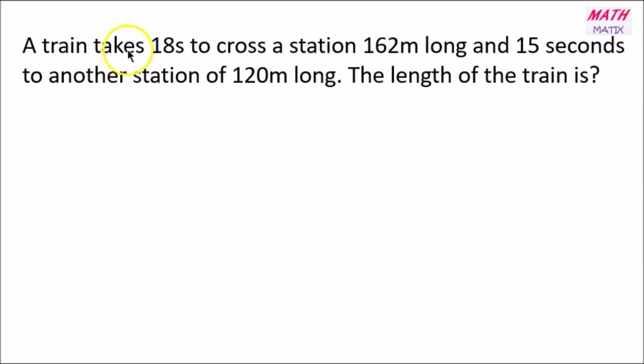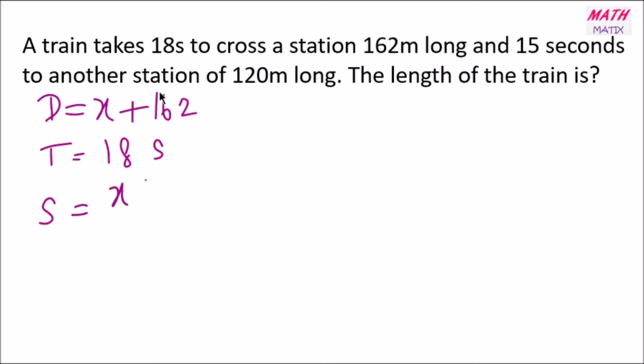Let's see the same kind of problem. A train takes 18 seconds to cross a station 162 meter long and 15 seconds to cross another station of 120 meter long. We have to find the length of the train. Here in both cases, one time it's crossing the 162 meter long station and the other time it's crossing the 120 meter long station. In the first case, distance is the length of the train x plus 162, time is 18 seconds. We know speed is x plus 162 divided by 18.